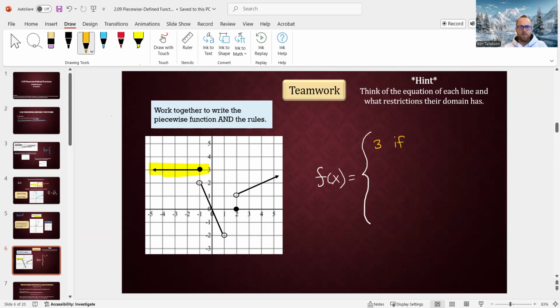What are the x values included? So we're going to write x. What's included? Is negative 1 included? Yeah, there's a solid dot right there. But does it go towards the negative or positive? Clearly towards the negative. So x is going to be less than or equal to negative 1. Those are the x values we see on this line.